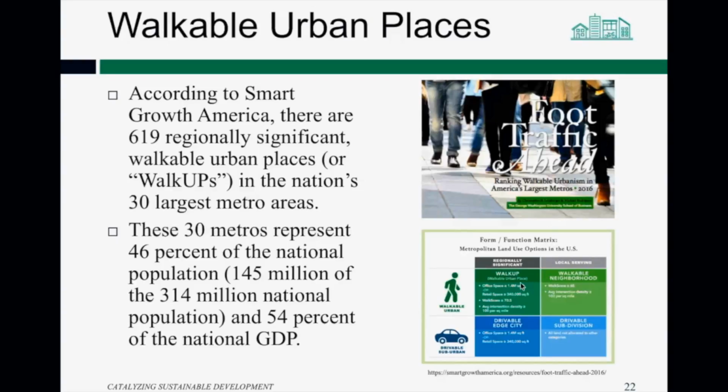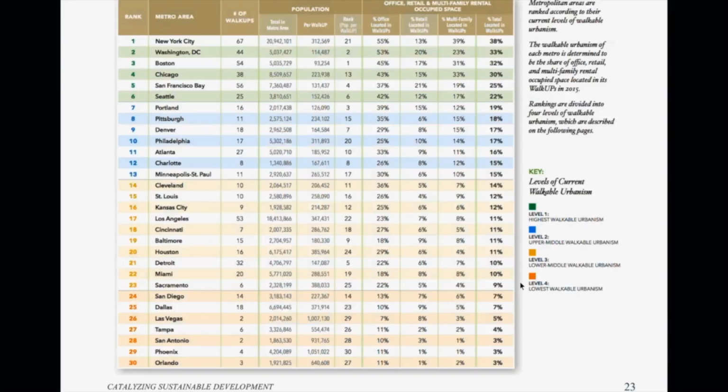So we won't go into the method that they've used to actually define these walkable urban places, but one of the homework assignments from tonight is to actually download this report and look at both the criteria that they've used to define walkable places as opposed to drivable suburbs, and then the actual list in your local area that you'll be able to start to see where those areas are that you can already start to pursue and get familiar with in order to pursue developments yourself.